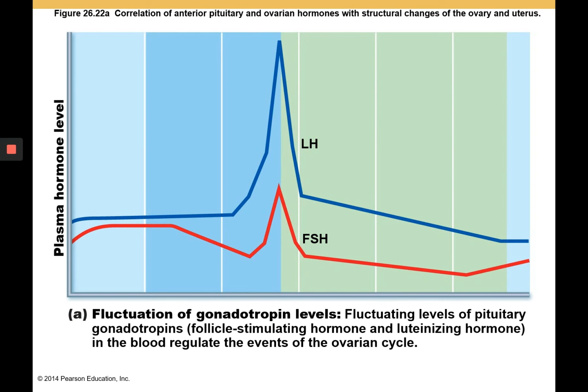So you can see here in blue, the follicular phase, and in green, the luteal phase of the ovarian cycle. And what we're also looking at is the correlation of anterior pituitary and ovarian hormones with the structural changes of the ovary and uterus. So more slides to come. This part is showing you the fluctuation of gonadotropin levels of the ovarian cycle. So mid-cycle between the follicular phase and the luteal phase, we see a surge in the gonadotropins, especially in luteinizing hormone. So it's the surge in LH that causes ovulation.